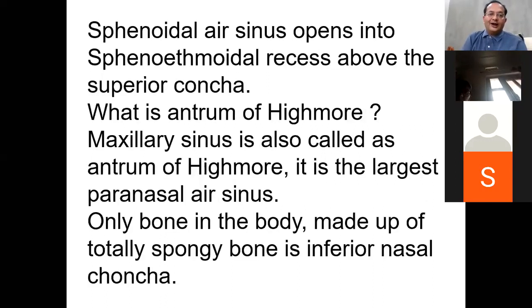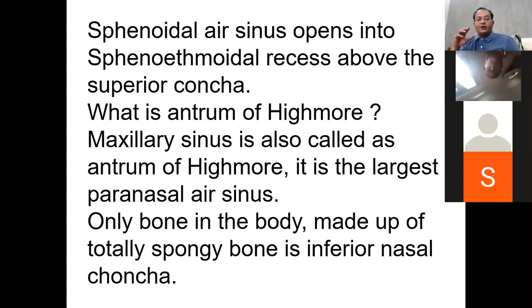Now the sphenoidal air sinus. Sphenoidal air sinus opens into the sphenoethmoidal recess. There is a recess known as the sphenoethmoidal recess above the superior concha. This recess, sphenoethmoidal recess, is present above the superior concha.